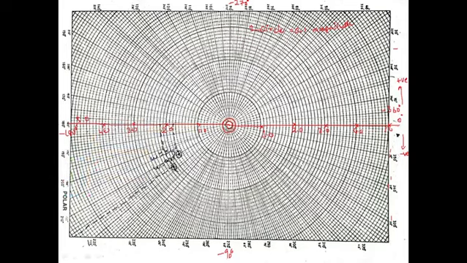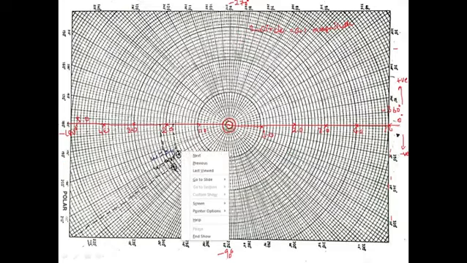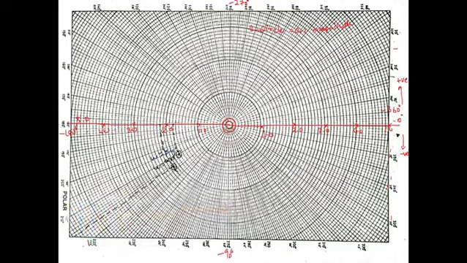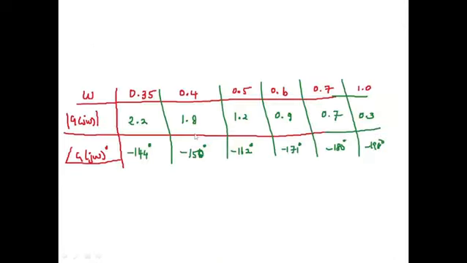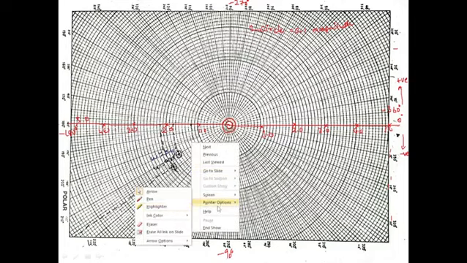Similarly, we go for the next point. What is this? 1.2 with minus 112. So where is the value 1.2? 1.2 is before 1, so you have to travel to 1.2. What is the angle? The angle is minus 112. So where could minus 112 be?